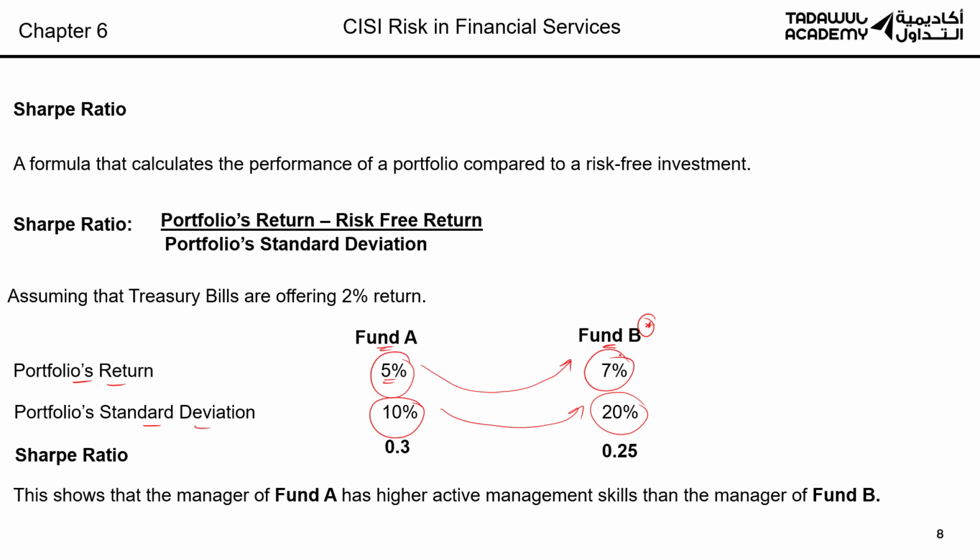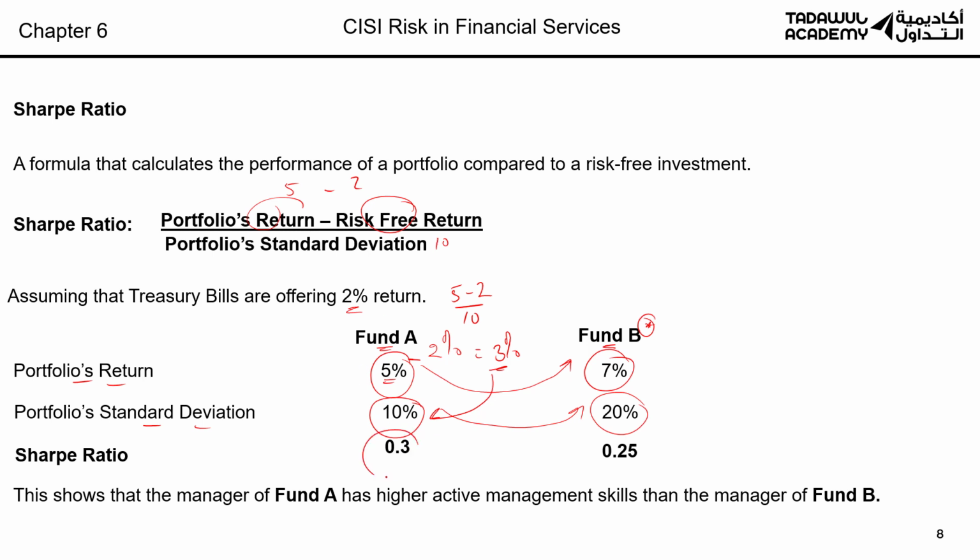To calculate the Sharpe ratio, what do we do? We look at the return of the fund, 5%, minus the risk-free. In this case, the risk-free investment, treasury bills, is 2%. So 5 minus 2, that's 3%. 3% divided by 10 gives you 0.3. So in this case, it's 5 minus 2 over 10. Return of the portfolio minus the risk-free, 5 minus 2, over the standard deviation, 10.